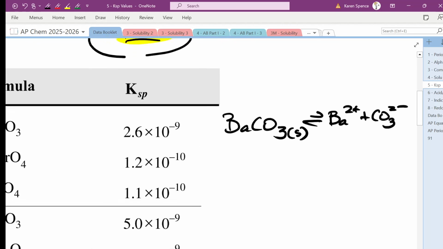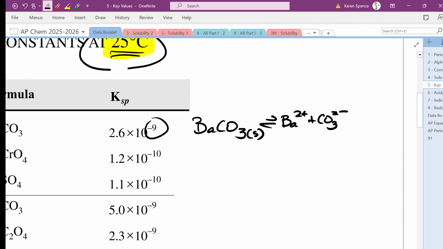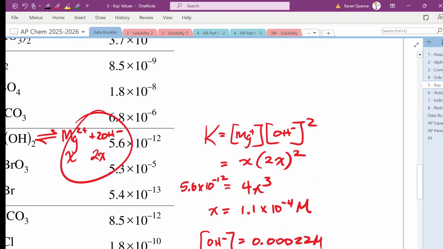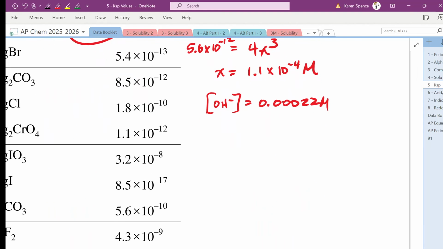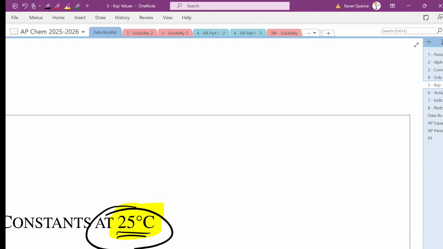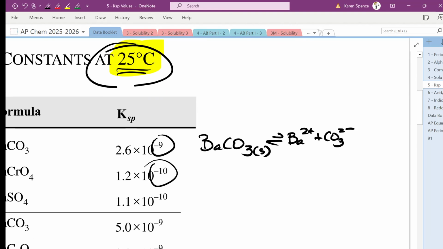You'll notice, take a look at these values: 10 to the negative 9, 10 to the negative 10, 10 to the negative 37. Our largest number is 10 to the negative 5. Everything else is way smaller. So they're small values. These are low solubility compounds. They are not dissolving very much at all. And it's always written with the solid on the left and the ions on the right so that these numbers make sense.